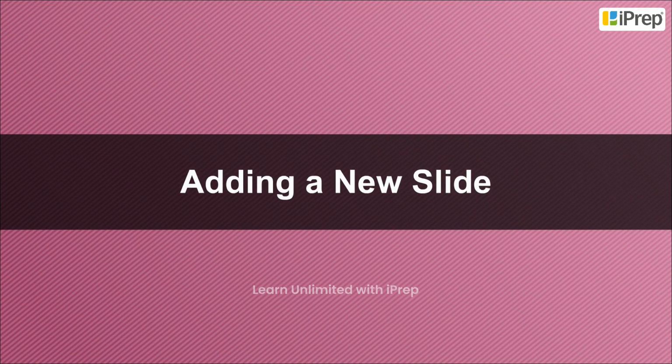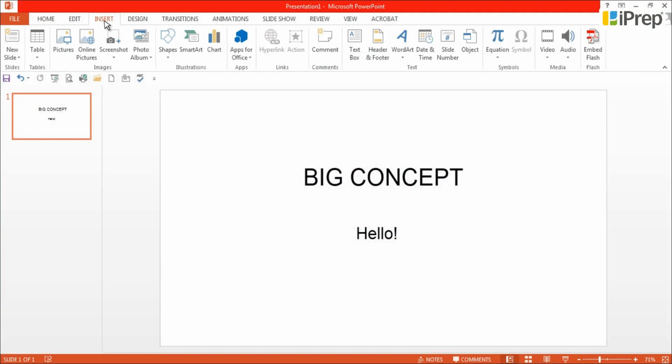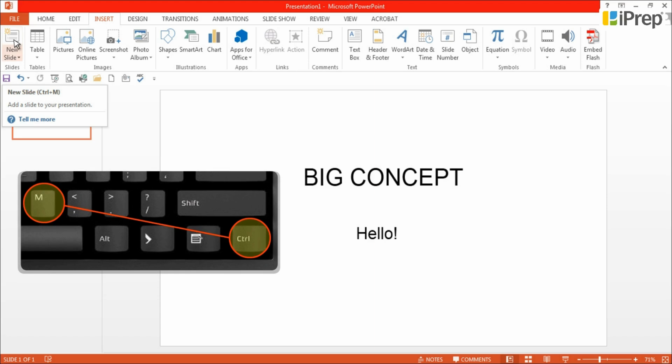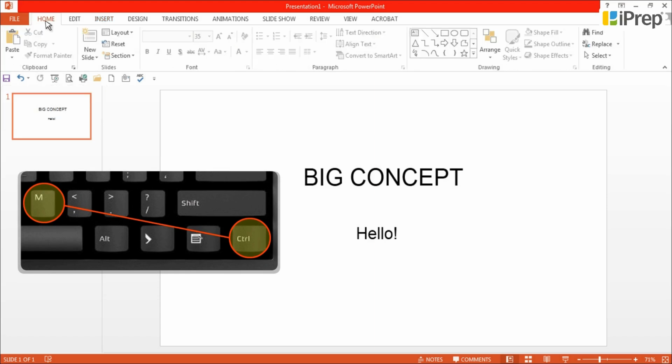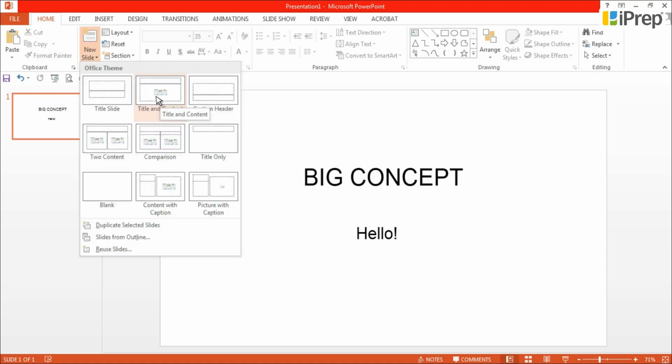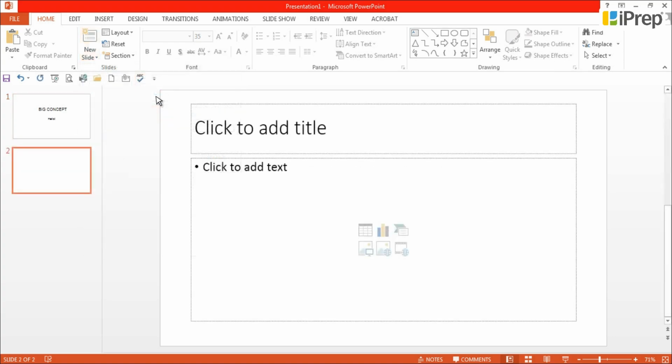Adding a new slide. Click on the insert menu and choose option new slide or Ctrl plus M, or in the home button click on new slide button. Choose the layout for the new slide from the slide layout options available. A new slide with desired layout will be created.